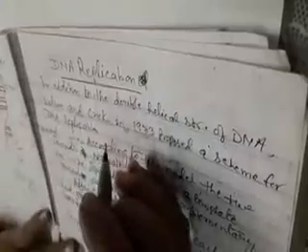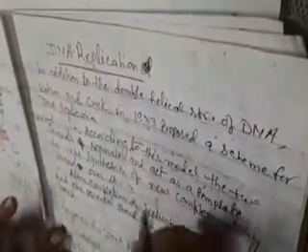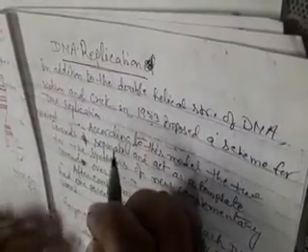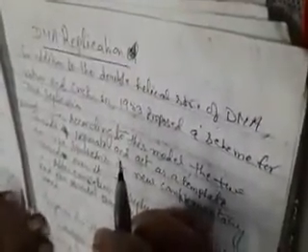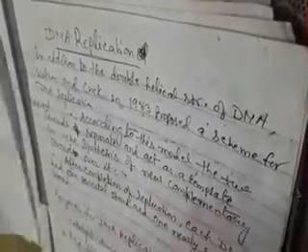Good afternoon, children. Today we will start DNA replication. In previous study, we already learned the structures of DNA. In addition to the double helix structure of DNA, Watson and Crick in 1953 proposed a scheme for DNA replication.